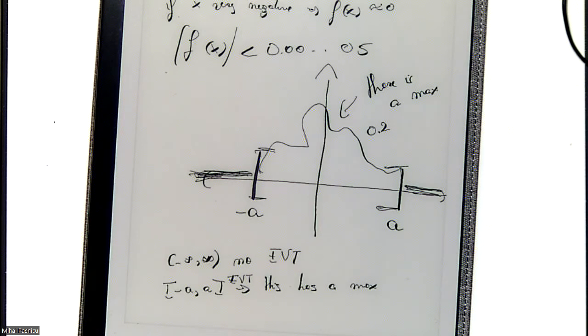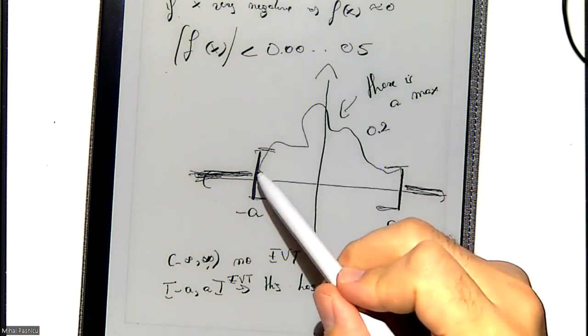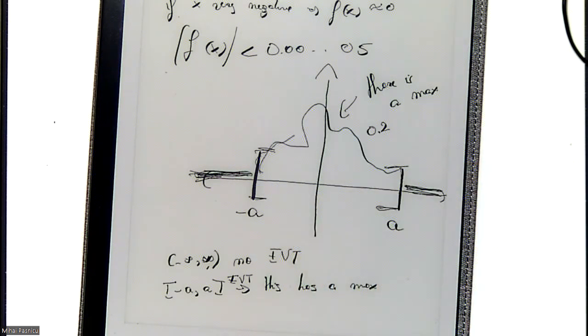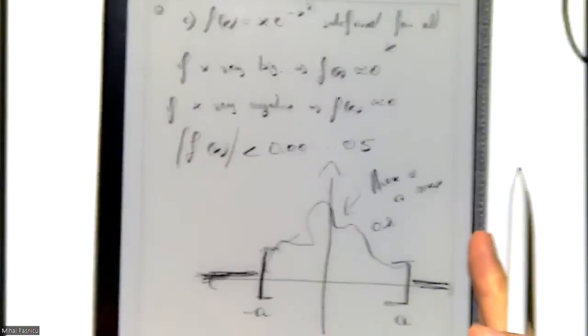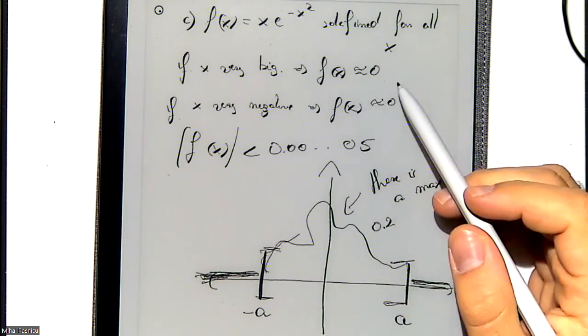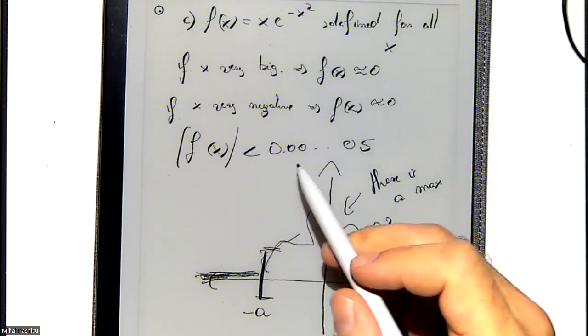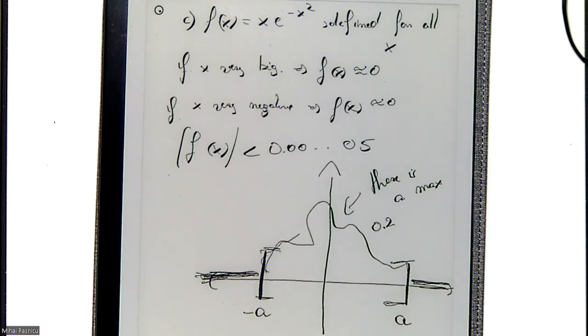So my argument was: minus infinity, no way I can apply the extreme value theorem to this. On the other hand, if I have this interval [-a, a], I can apply the extreme value theorem to it, and I know there's going to be a maximum inside this interval. Now the question is, is the maximum inside this interval the global maximum? Then the hint comes into play: if x is very big, then f of x is approximately 0. And the same for negative.